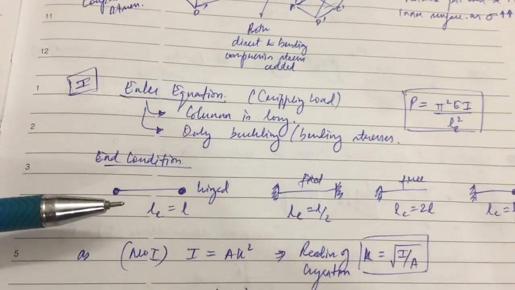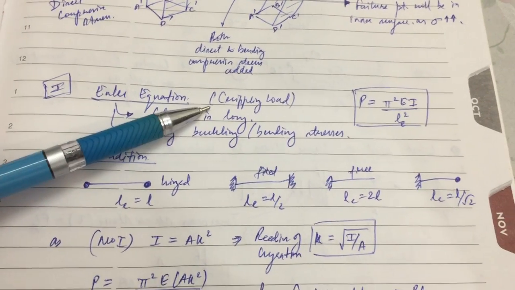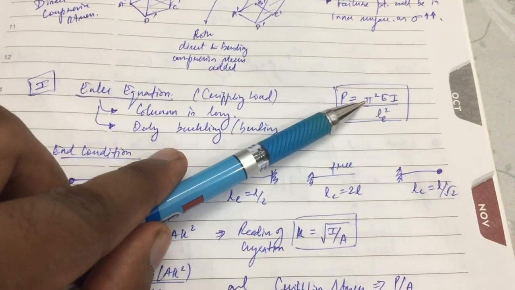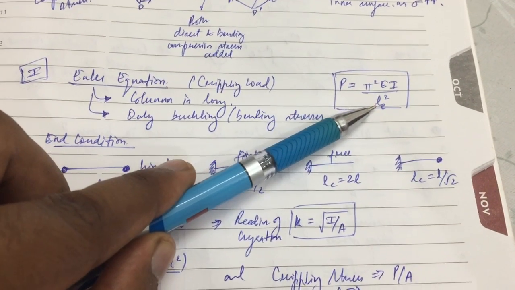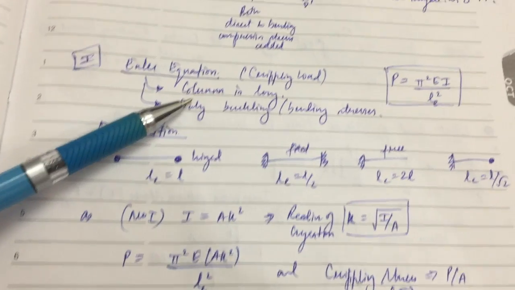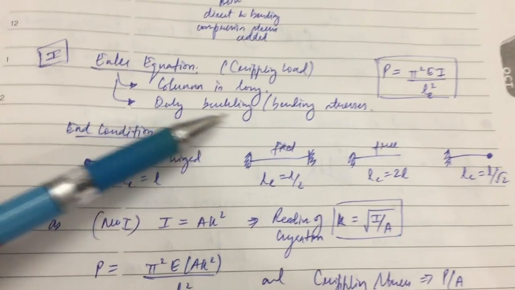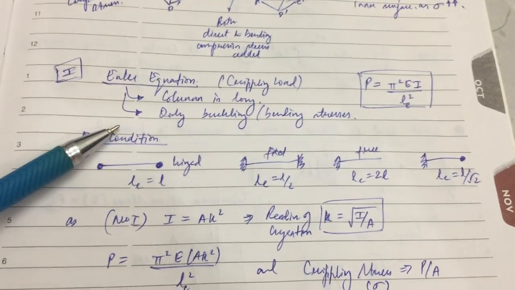So next one is the Euler's equation for the slender body, which is for the strut. The crippling load formula is P is equal to pi square EI by LE square, where LE is the equivalent length, which depends on the end condition. And there are some assumptions for the Euler's equation, which is the column is long, that is a strut, and only the buckling load or bending stress is found in that body.